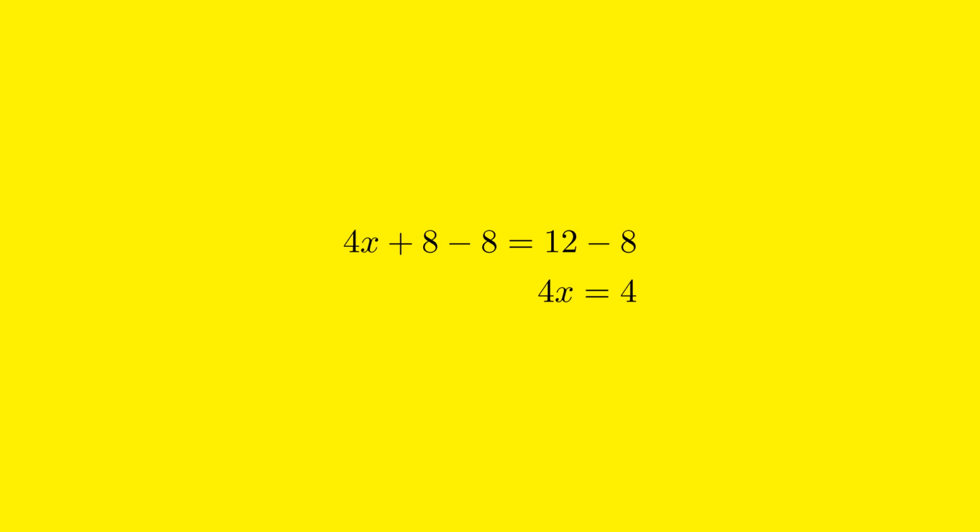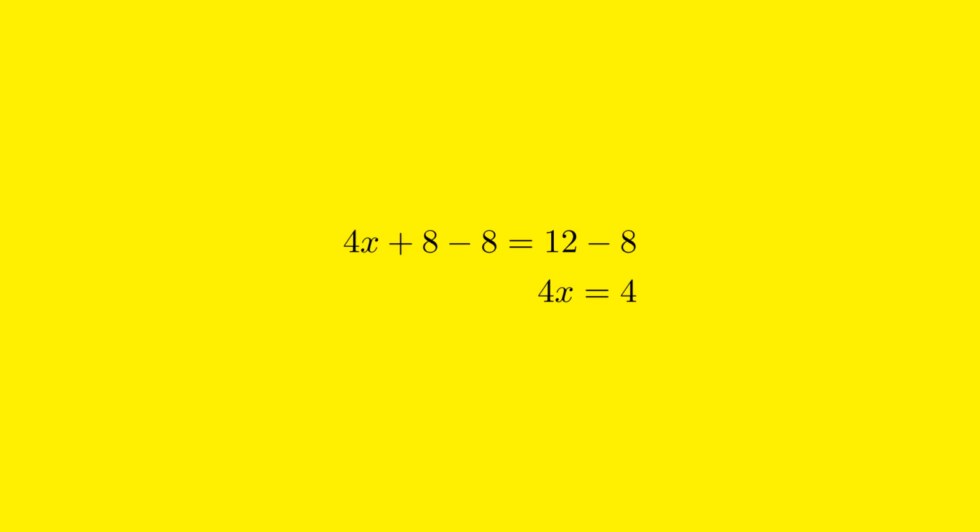Step 1 involves removing the constant term 8 from the left side of the equation. To do this, we need to subtract 8 from both sides of the equation. This step is important because we are applying the principle of equality, which states that if we do the same operation to both sides of an equation, it remains balanced. So we subtract 8 from the left side and from the right side.